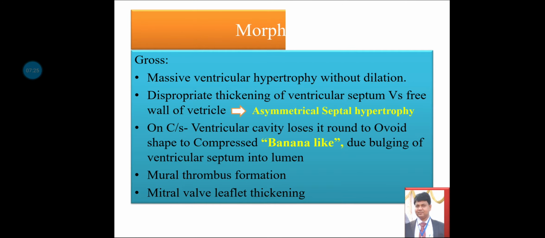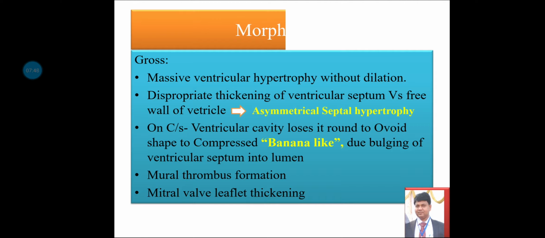If we go through the morphology, we can see grossly there is a massive ventricular hypertrophy without dilatation, and there is a disproportionate thickening of the ventricular septum in comparison to the free wall of the ventricles. This type of hypertrophy is called asymmetrical septal hypertrophy.